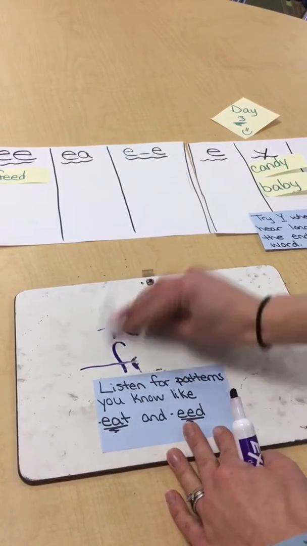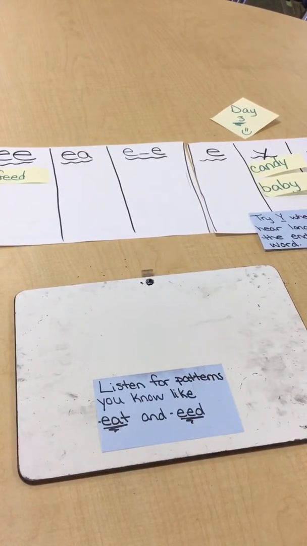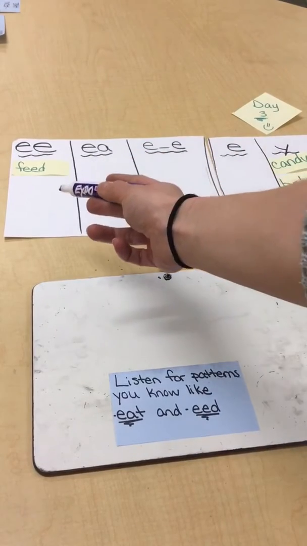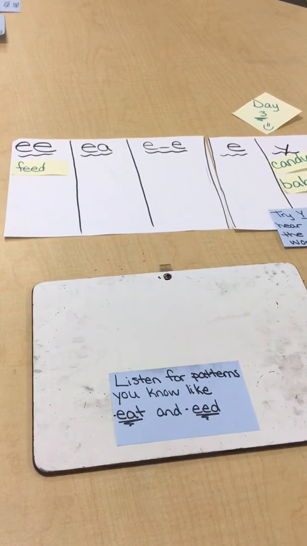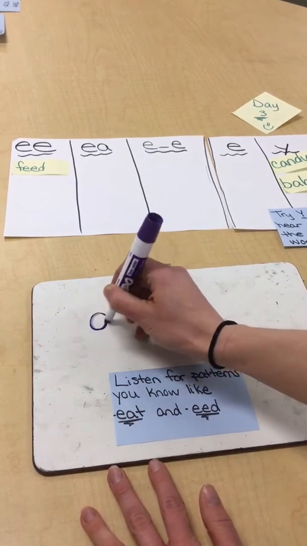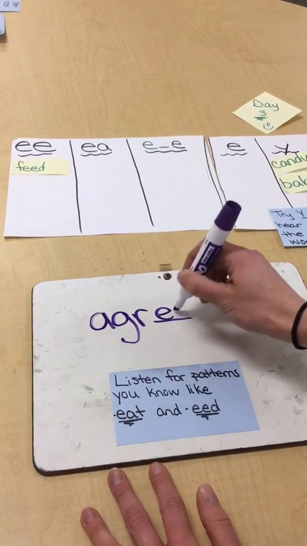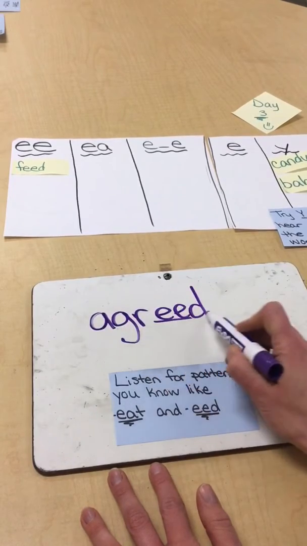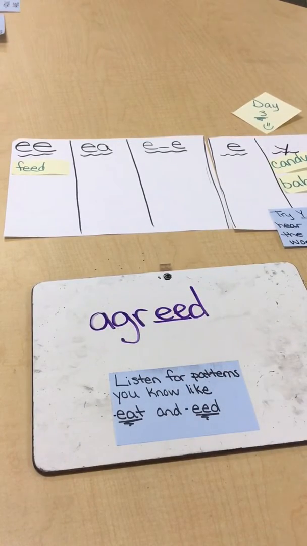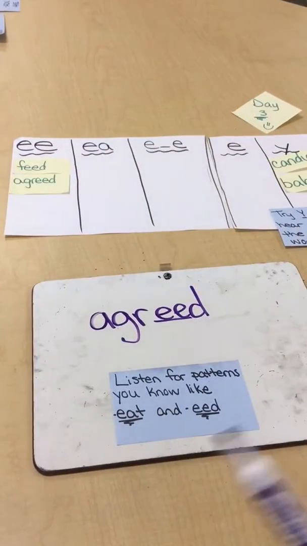Let's try another one. How about agreed? Let's see. Ooh, agreed. It has a pattern that I know, one that we just wrote. It has that EED pattern that we just wrote with the EE. I'm going to try it with that E-E-D again. Here's my E sound. Agreed. I check it. That looks like a word I would read in a book. That looks like the word I would see if I came across it in a story. Agreed is spelled with 2 E's.